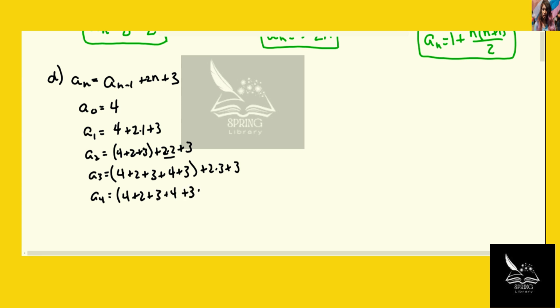Unfortunately, I'm not really seeing a solid pattern come out. There's the prior term, plus 2 times n, plus 3. Lots of 4s and 2s and 3s, but nothing really is jumping out at me. So let's try another tack. Let's actually add them up and see what we get.